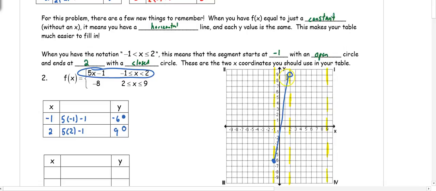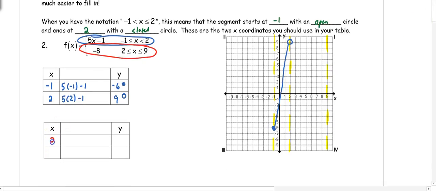Then we're going to move to the next equation, which is just -8. So this is a little bit easier. We have 2 points for our x's for our part of our domain. We have 2 and 9. And -8 has no x, so both of them have a y value of -8. So it's going to be a horizontal line.